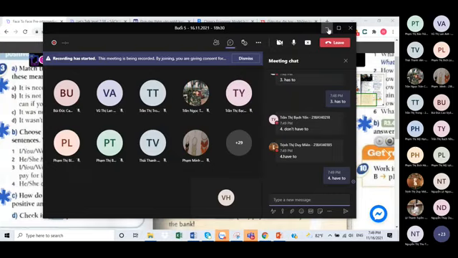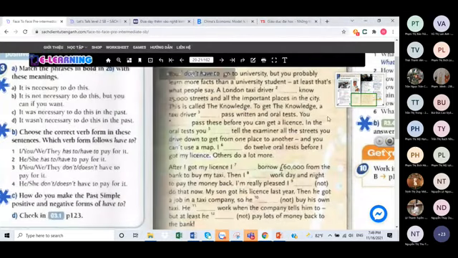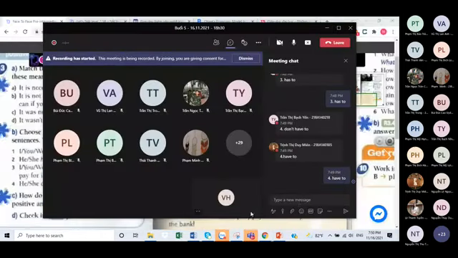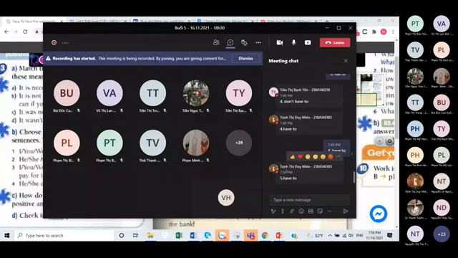Number 5. In the oral test, you have to. Right. You have to. Number 5, have to. Correct.